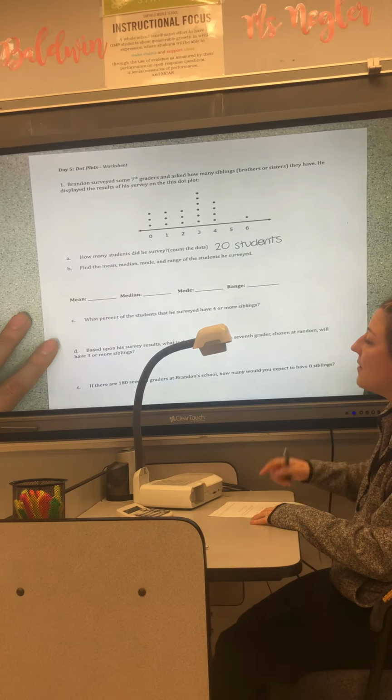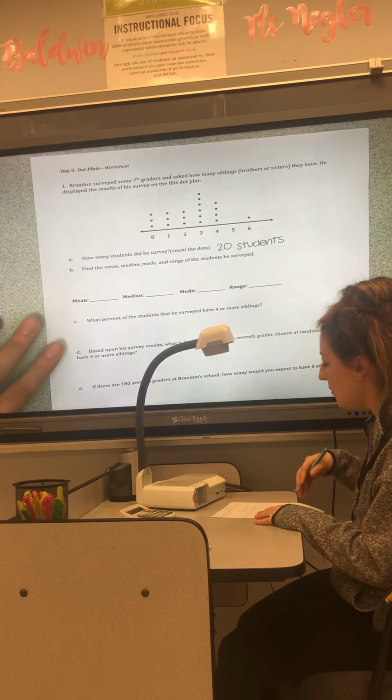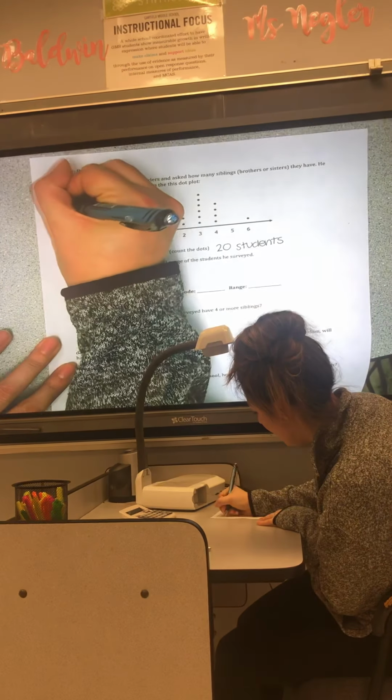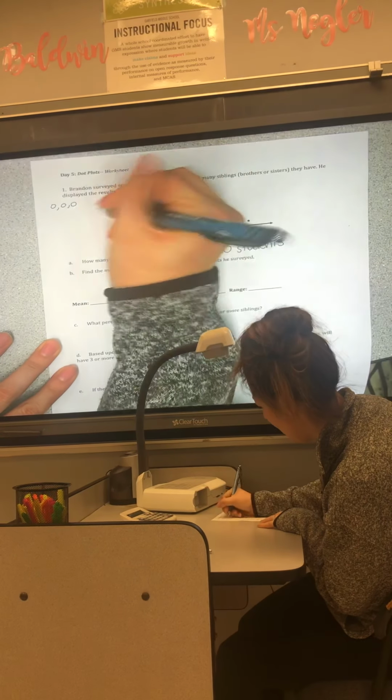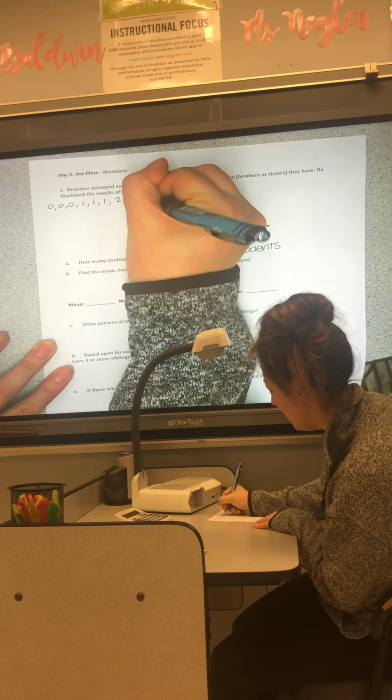From there, we have to calculate our mean, median, mode, and range. The first thing I'm going to do is I'm going to list out all my data. So I have 0, 0, 0, 1, 1, 1, 2, 2, 2.